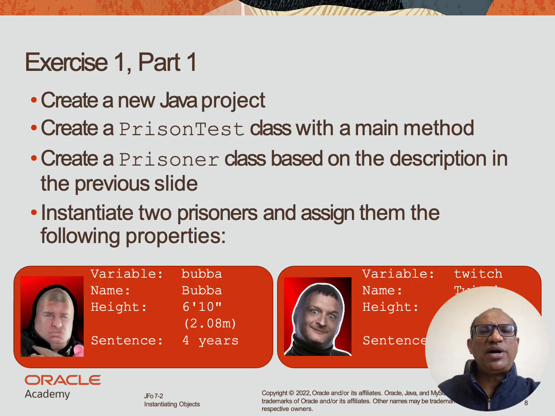In exercise 1, part 1, create a new project, write two classes, PrisonTest with a main method, and Prisoner with name, height, and sentence fields. Then instantiate two prisoners: Twitch, his height is 5'8" or 1.73 meters, and sentence 3 years. Baba, 6'10" or 2.08 meters, 4-year sentence. Feel free to use meters instead of feet or inches to simplify the math.